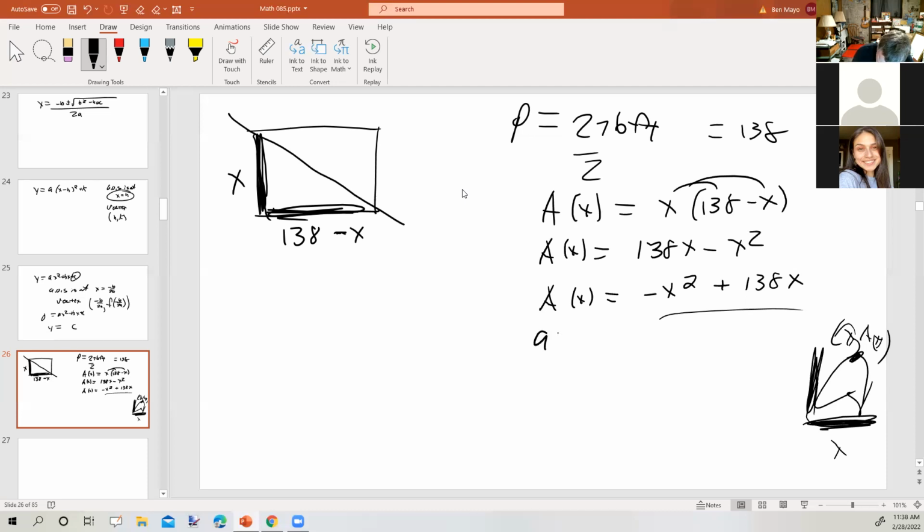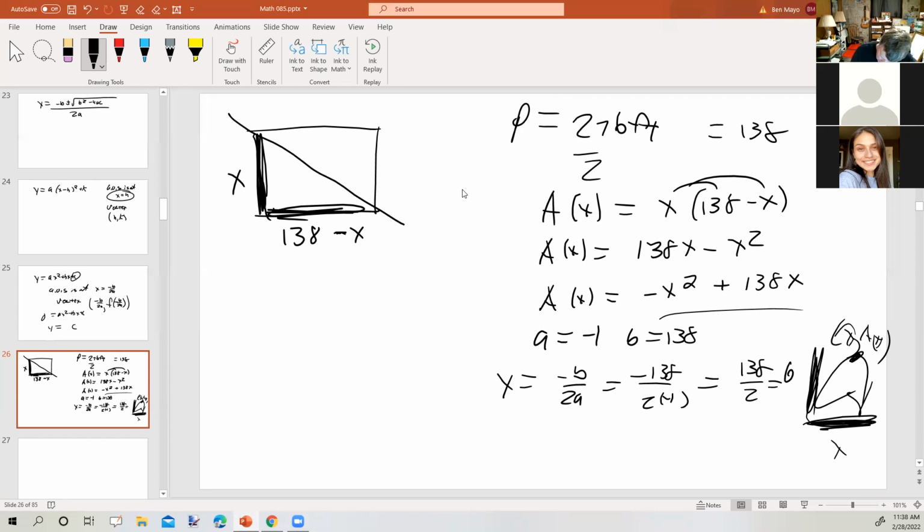Well, let's see. A is -1 and B is 138. X equals negative B over 2A, which is -138 over 2 times -1, which is 138 over 2, which is, what, 69? So X equals 69. So that means this is 69. Well, 138 minus 69 is also 69. So basically what we've got is a square. So the dimensions are 69 feet by 69 feet.